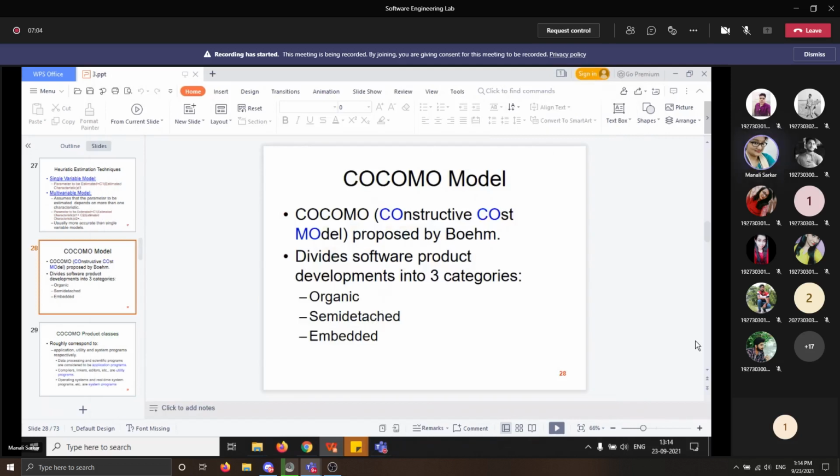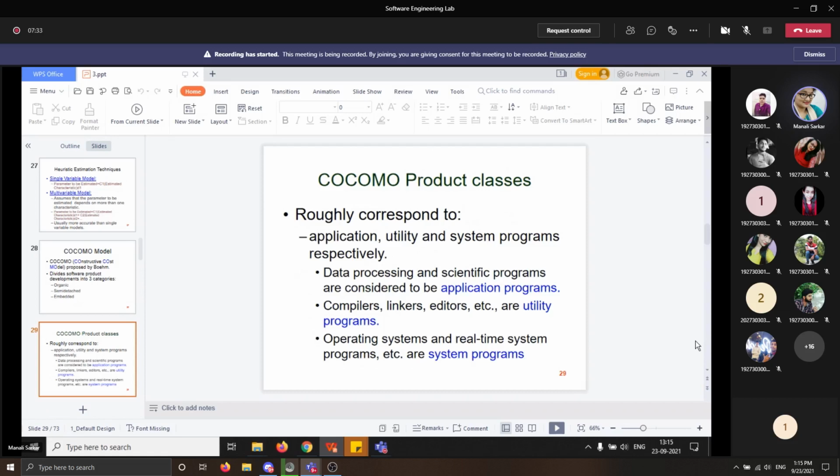Data processing programs are considered to be application programs. Compilers and linkers are utility programs, and operating systems and real-time system programs are system programs. The system programs interact directly with the hardware and typically involve meeting timing constraints and concurrent processing. There is another person named Brooks. In 1975 Brooks stated that utility programs are roughly three times as difficult to write as application programs, and system programs are roughly three times as difficult as utility programs. Thus, according to Brooks, the relative levels of product development complexity for application, utility, and system programs are in the ratio 1:3:9.